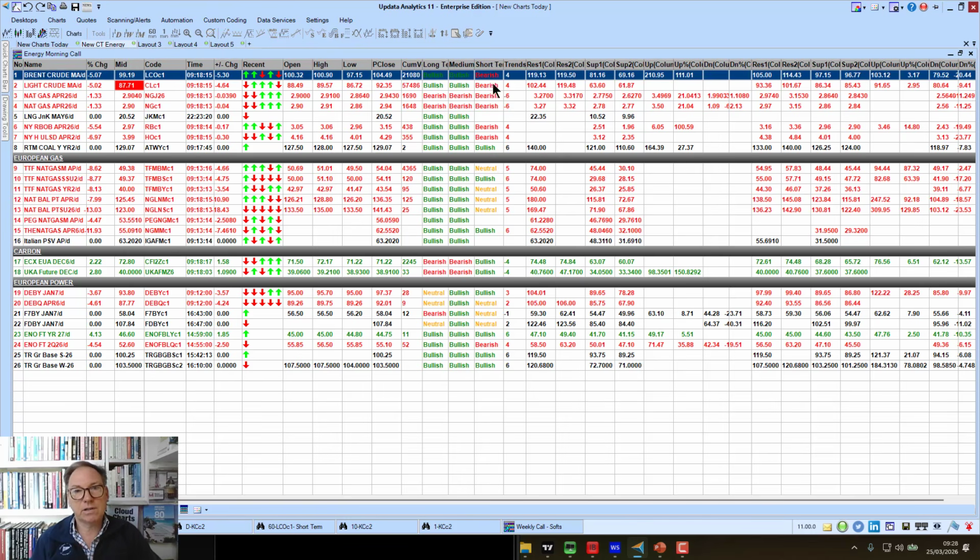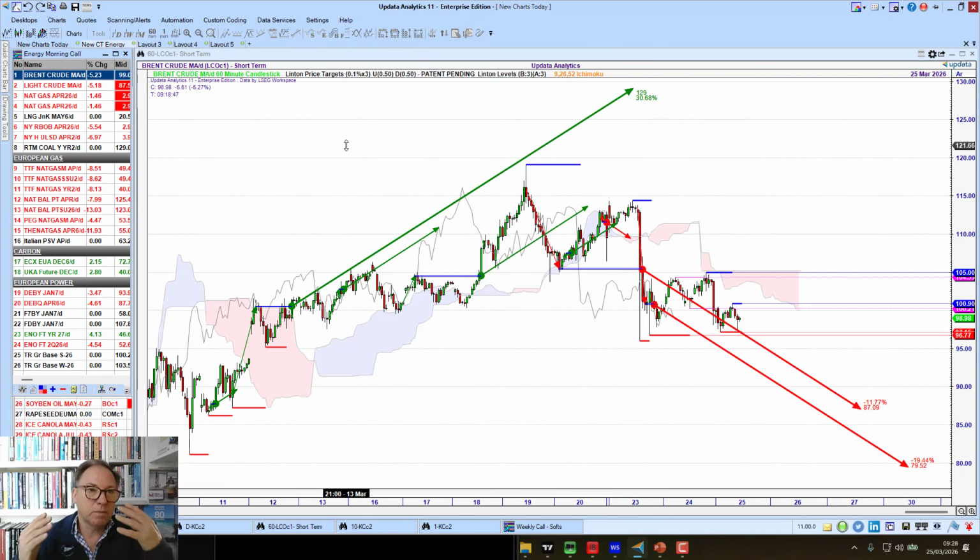If I look at my matrix, this is my weekly, my daily, and my 60-minute, my long term, medium term, and short term. We are seeing bearish short term, but of course, the medium and longer term trends are still bullish. The exception being US nat gas, but we're seeing European gas bullish, neutral, and even UK gas in the same light. So purely on the charts, we're bearish short term, bullish medium and long term. Remembering that time horizon is really key.